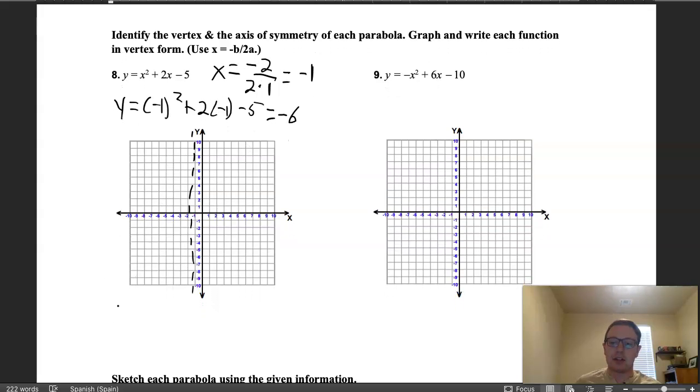So our axis of symmetry is x is equal to minus 1. Our vertex is minus 1, minus 6. Let's go ahead and plot that on our graph. We get minus 1, minus 6. And now we can use c, because c is our y-intercept, to find a point and mirror it. So we go up to our y-intercept of minus 5. And then we also mirror it across the axis of symmetry. So we were 1 away, we're going to be 1 away on the other side. And we can graph our parabola from there.